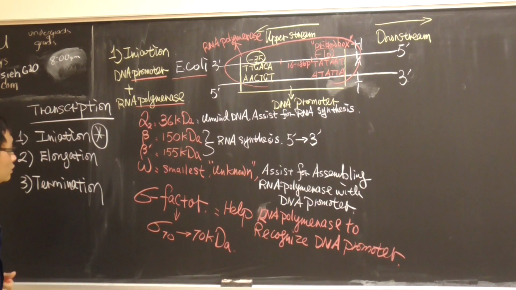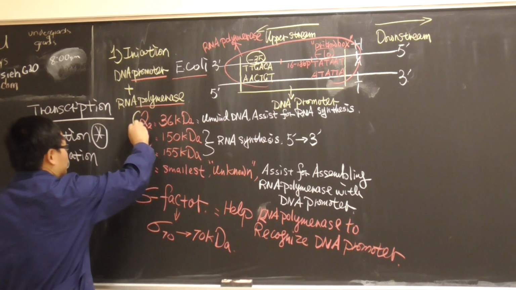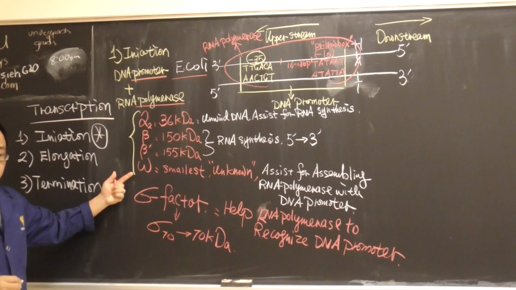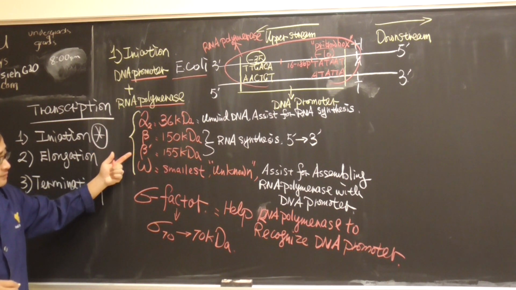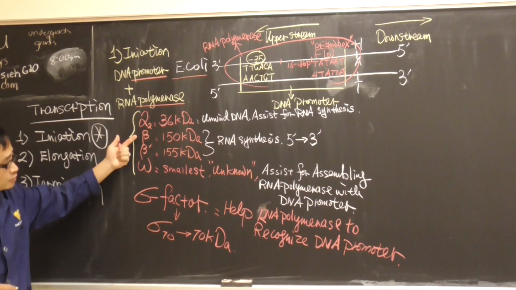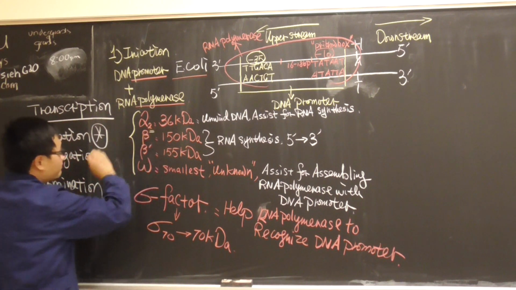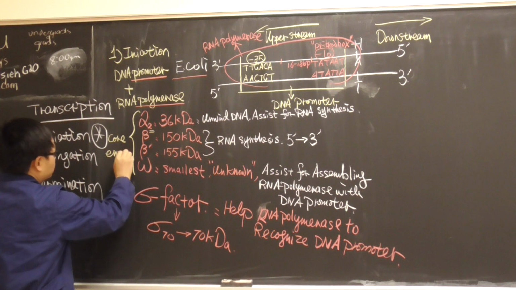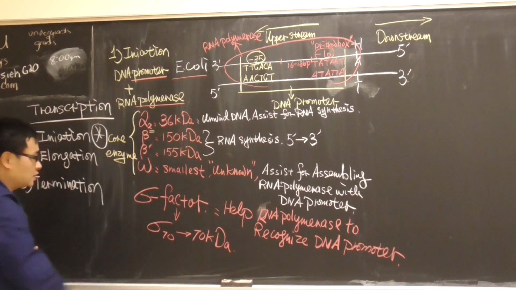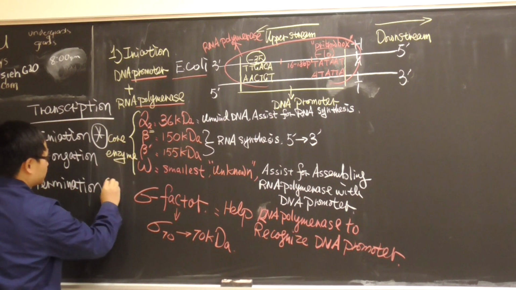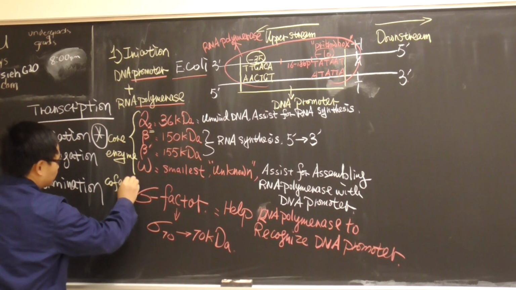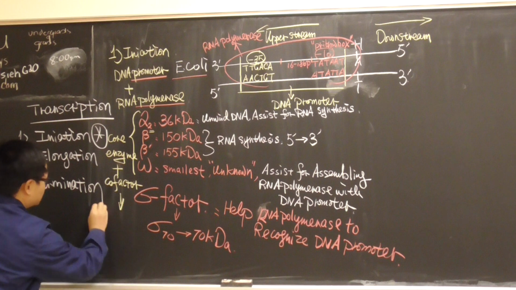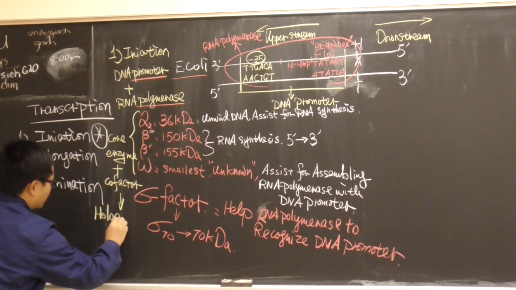Now, one more thing we want to mention. These four different types of subunits, actually five subunits because we have two alpha, we call the core enzyme. And the sigma factor, we call it a cofactor. When you combine them, we call it a holoenzyme.